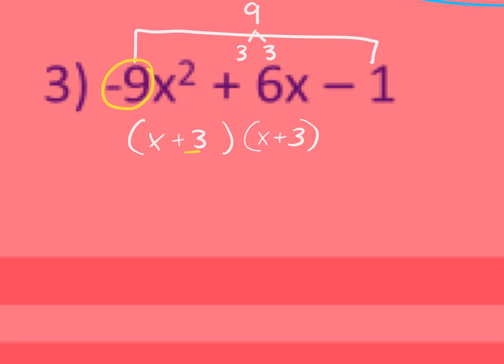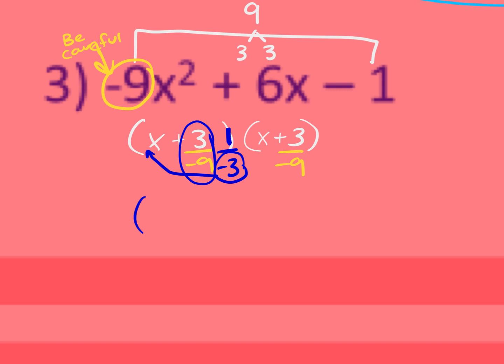Divide by negative 9. We have to be super, super careful when we're dividing by a negative. Remember when we said if we start with a negative, we have to be careful. Can I simplify 3 divided by negative 9? Yeah, what does our fraction simplify to? 1 over negative 3. So simplify it and then move your denominator in front. So what would our parentheses be here? Negative 3x plus 1, squared.